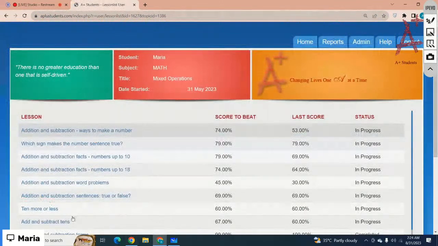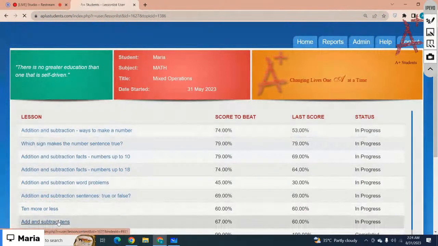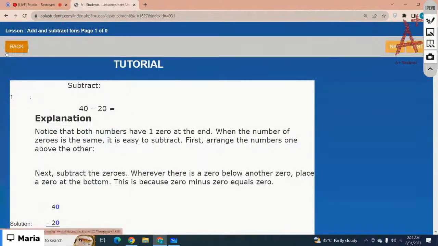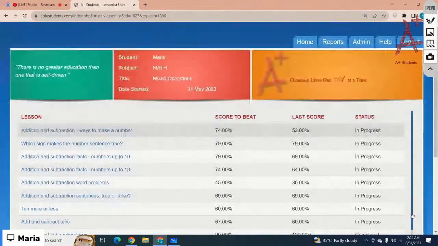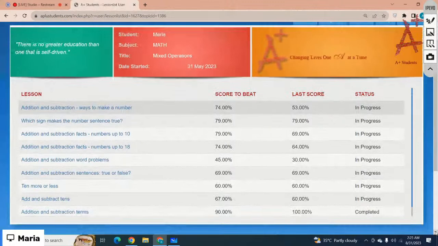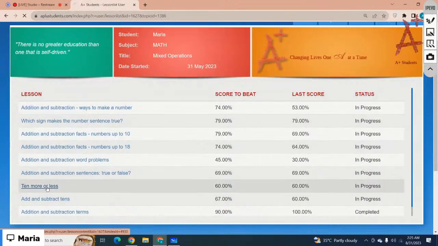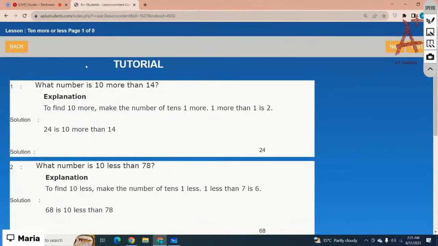Yes, very good. Okay, the next one is add and subtract tens. No, I think I have skipped one of them. Hold on, let me just confirm. We're working on grade 1. The chapter is mixed operations and the lesson is 10 more or less.